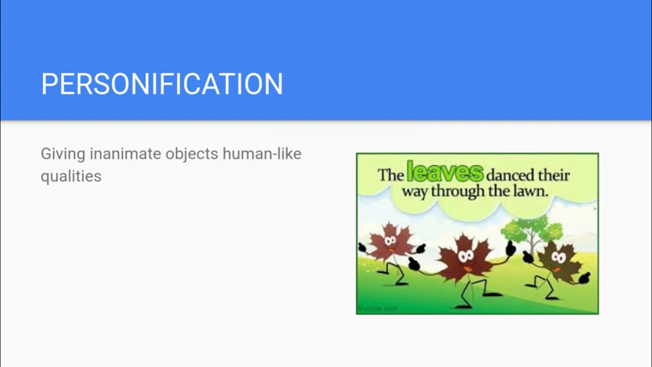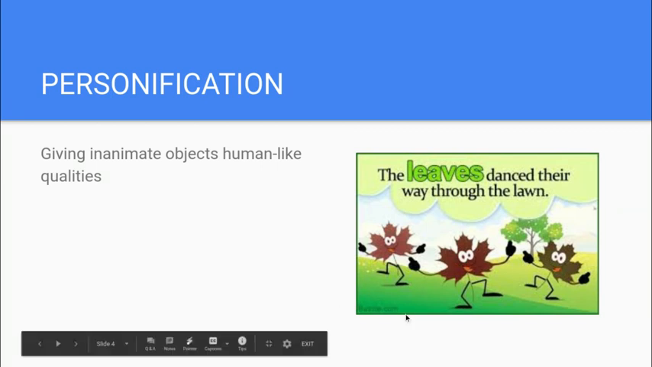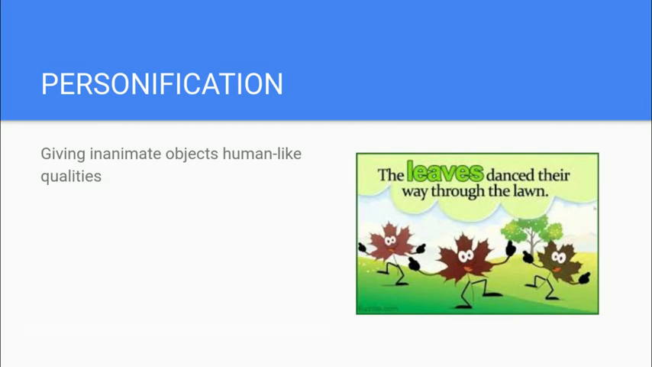Personification, giving inanimate objects human-like qualities. So the leaves dance their way through the lawn. Were the leaves really boogieing and getting down? No, right? We are trying to express that they were moving in the wind.